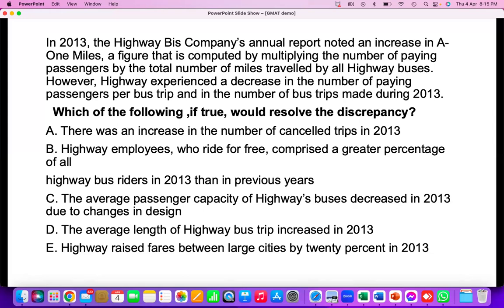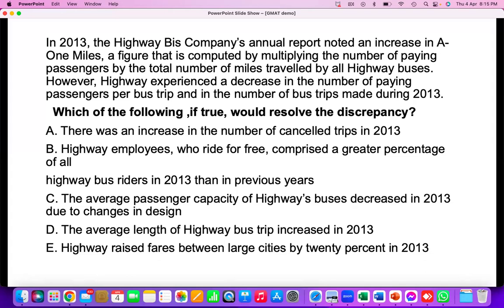Answer should be D. I think it is B. B means highway employees who ride for free comprise a greater percentage of all. Okay. So first thing is, tell me, Indrani, what do you think?